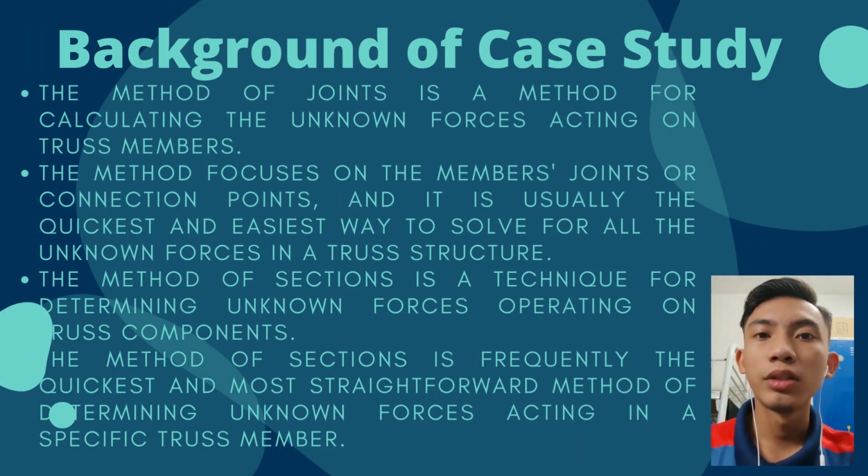Next is the method of sections. The method of sections is a technique for determining unknown forces operating on truss components. The procedure entails dismantling the truss into individual parts and evaluating each one as a rigid body in its own right. The method of sections is frequently the quickest and most straightforward method of determining unknown forces acting in a specific truss member.